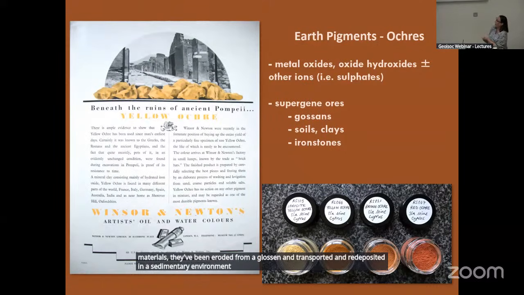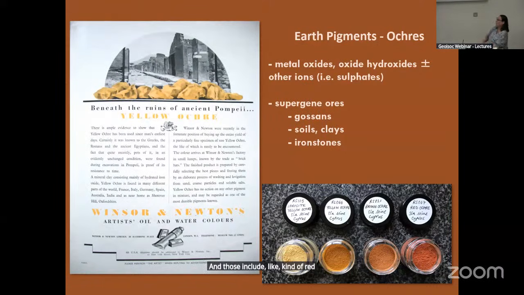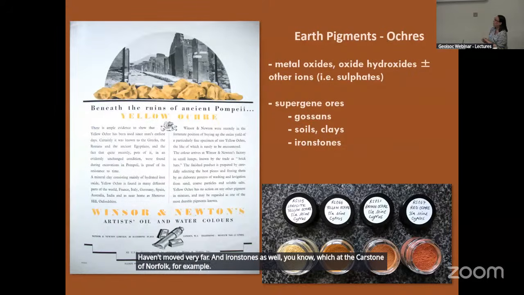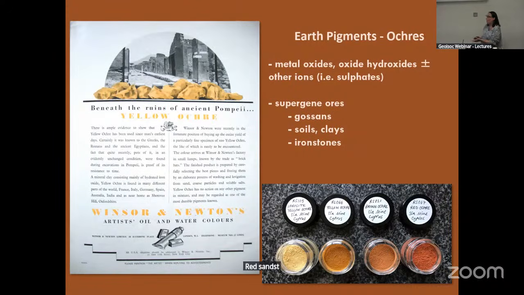And those include red soils like terra rossas, although they haven't moved very far. And ironstones as well, like the Carstone of Norfolk, for example, or the red chalk indeed, where you've got ochres that have been redeposited in carbonate systems or sedimentary rocks. Think of the red sandstones of the Torridonian, or the Cheshire Basin, or Exeter region.